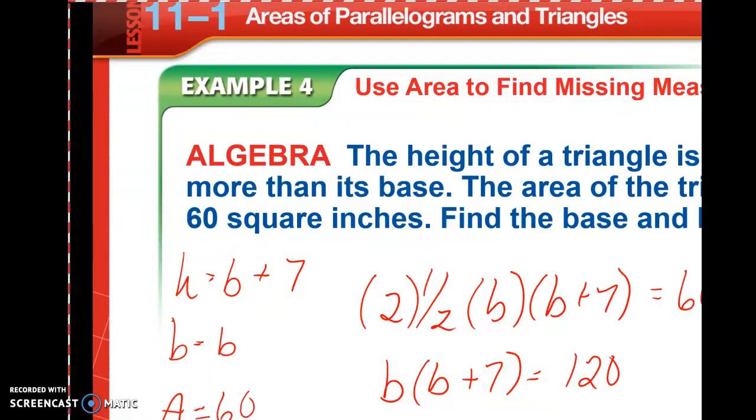So we're going to distribute our b. So b squared plus 7b equals 120. And then we see this is quadratic. So if I bring this 120 over, I can treat it like I would solve a quadratic equation. So quadratic formula, completing the square. We're going to use factoring.